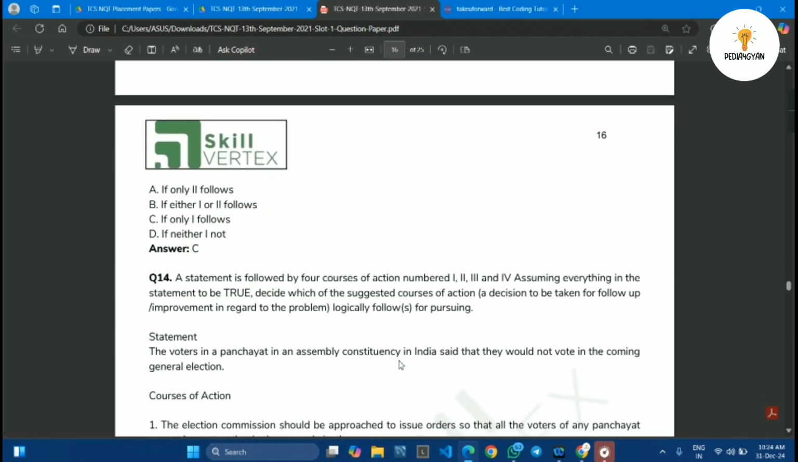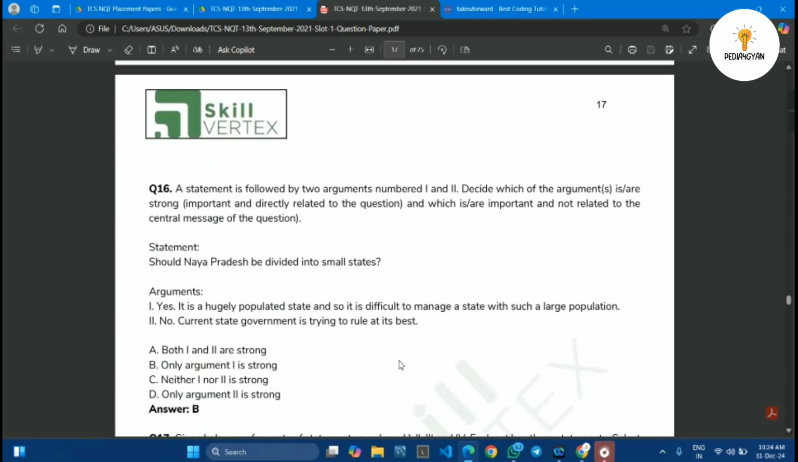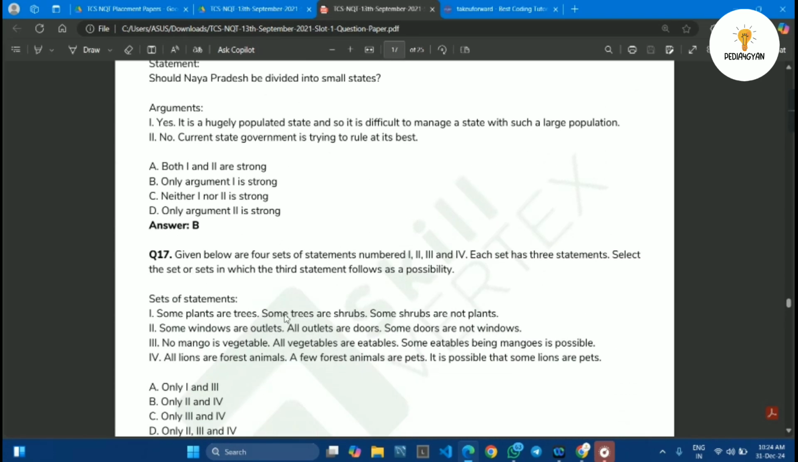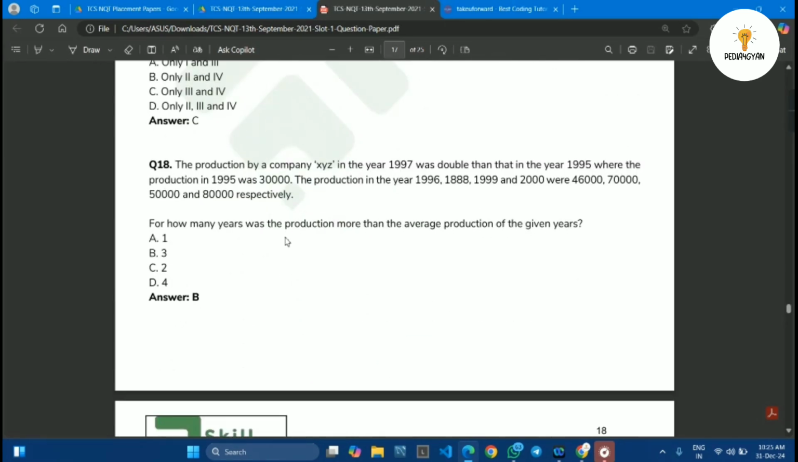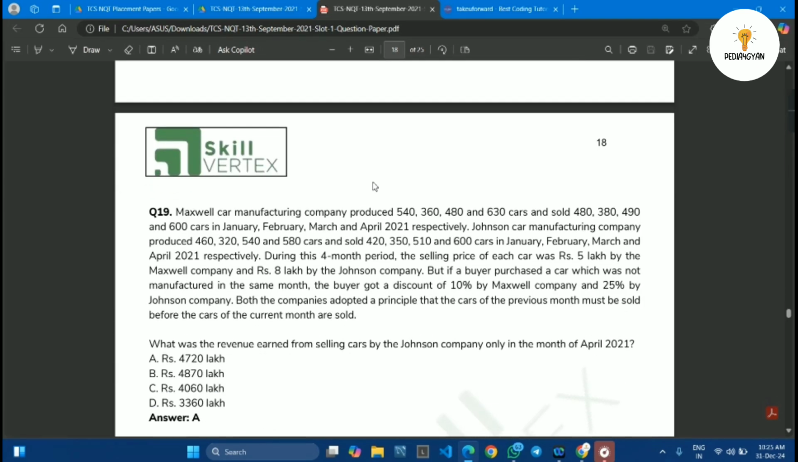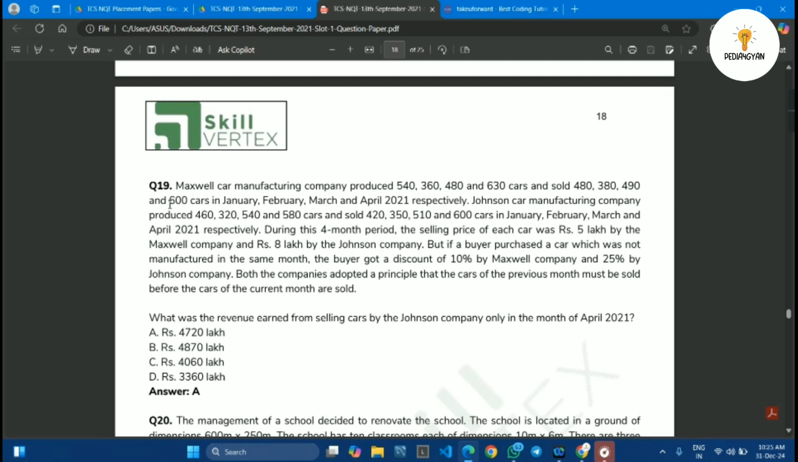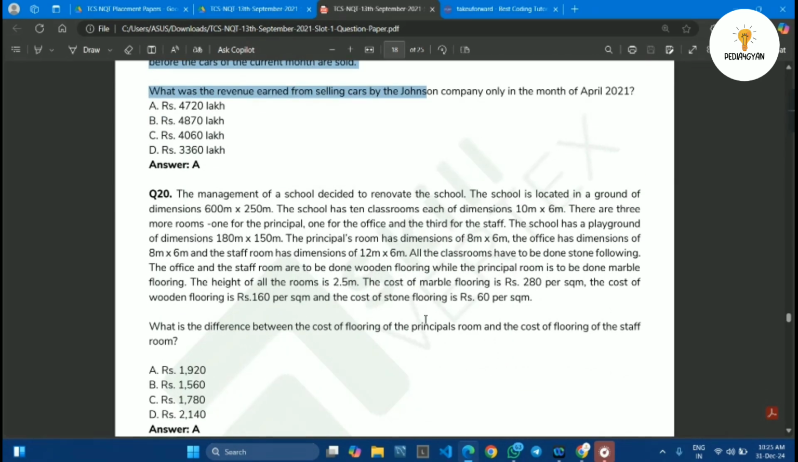And this is a statement and conclusion question. This is also statement and conclusion, and this is also a statement and conclusion question. One another statement and conclusion. You can see there are many questions from statement and conclusion. This is the production question, a special topic for you, and you have to solve it. Actually, I don't know this topic. I have to see it first because I have not prepared for this topic.